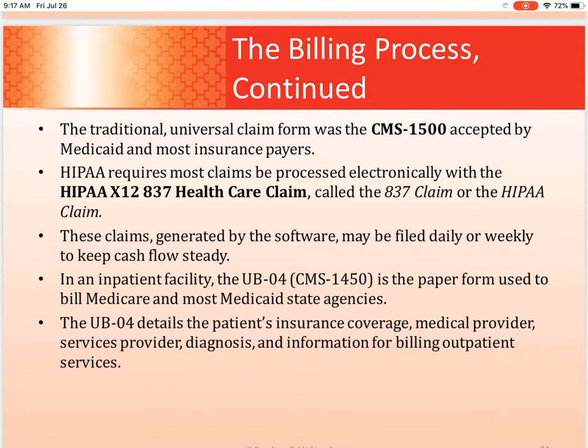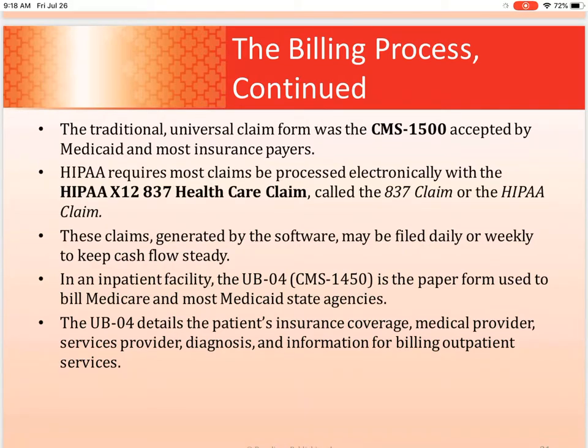Talk a little bit about the CMS 1500 and our UB04 forms. Now, traditionally, insurance companies were billed for services provided in a physician's office using a paper billing form called the CMS 1500. The CMS 1500 is a universal claim form accepted by Medicare, Medicaid, and most insurance payers. You can see an example there on 241.